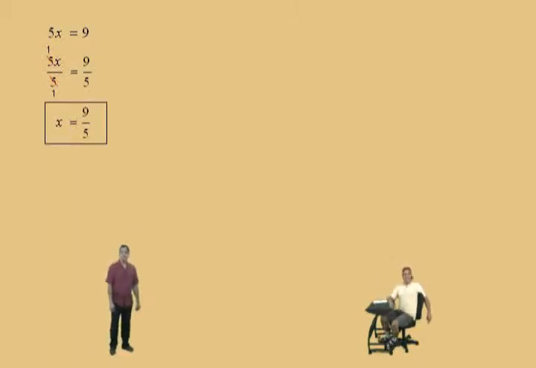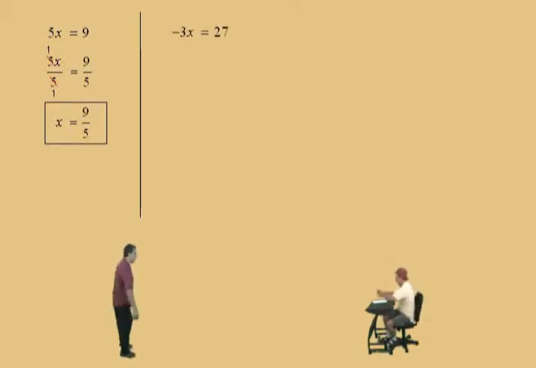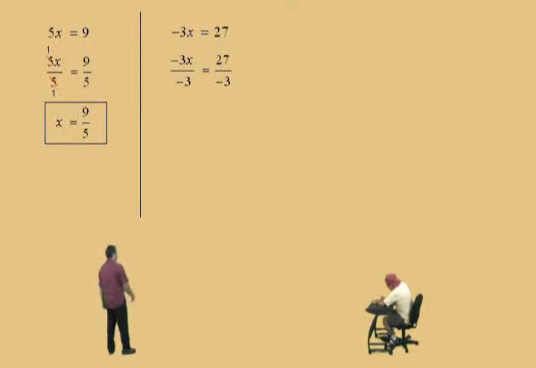Okay, here we go for another one. Negative 3x equals 27, Charlie. What do we do to both sides? Divide by negative 3. That's right. Negative 3 divided by negative 3. Those reduce to 1 over 1, gives us our 1x on the left. And the right-hand side is 27 divided by negative 3. What is it, Charlie?